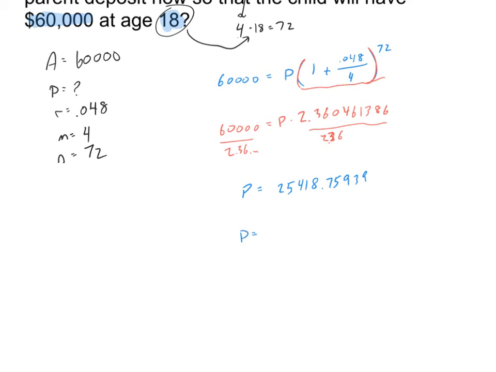But now I'm going to interpret that as a dollar amount. So we have $25,418.76. So we need to deposit over $25,400. Let that sit for 18 years. And then our 18-year-old child, or my 18-year-old child, has a $60,000 bank account that they can use towards school or something. That's a pretty big investment to just let sit there for 18 years. But that's what we end up with.